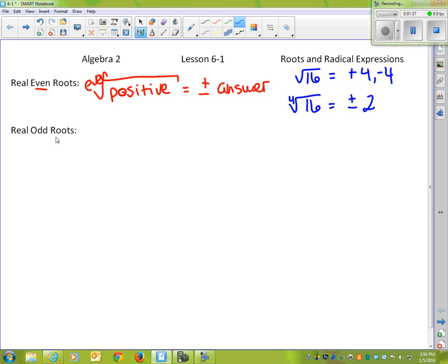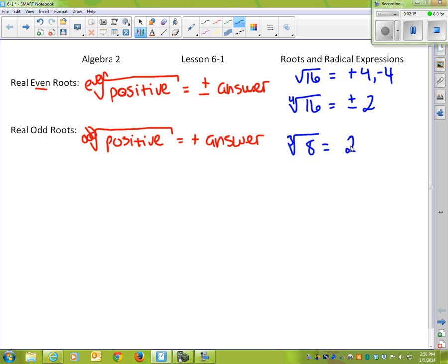If you have an odd root, such as the cube root or the fifth root, and your radicand is positive, and again, that's what's underneath the radical, then your answer is also positive. For example, if I want to deal with the cube root of 8, my answer is just positive 2.